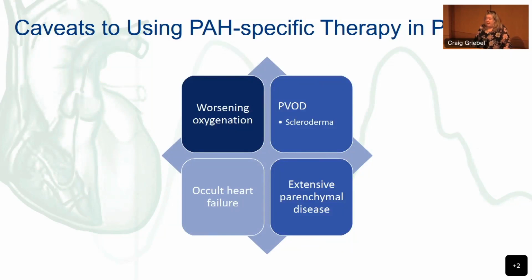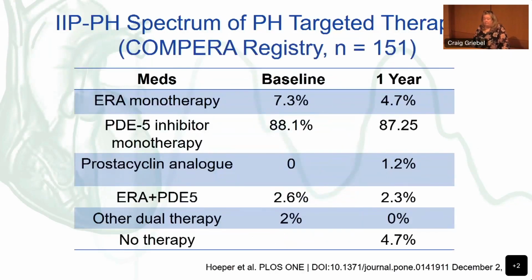Because what happens is we can worsen oxygenation because we can worsen VQ matching. These patients can act PVOD-ish, so they can go into pulmonary edema. Or they have similar risk factors for the HFpEF stuff, and so we can precipitate pulmonary edema that way. So it can be really challenging. But we're still doing it.